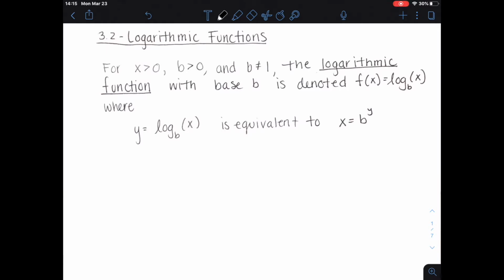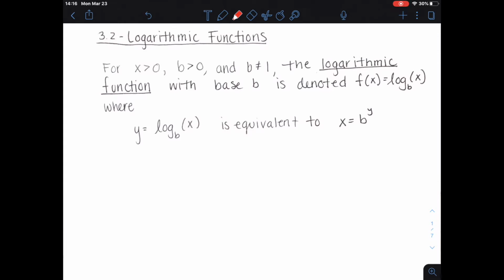Basically, you have an x that's greater than 0, a b that's greater than 0, and this b is the base, just like it is in the exponential function. You don't want that to equal 1 because it's boring. So that is going to be our logarithmic function with base b, and it's denoted by f of x equals log base b of x.